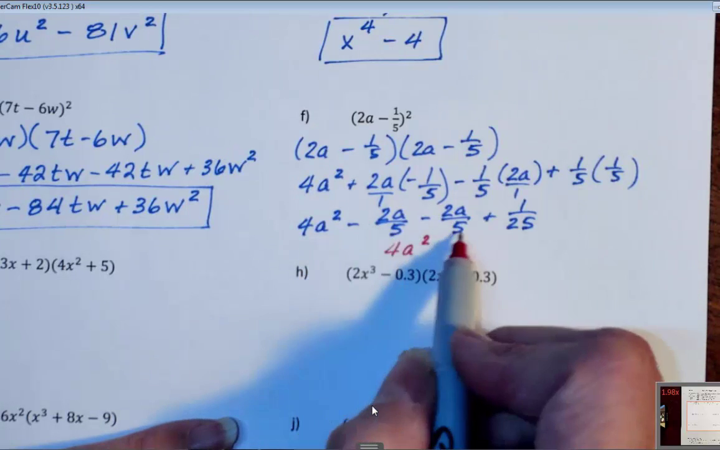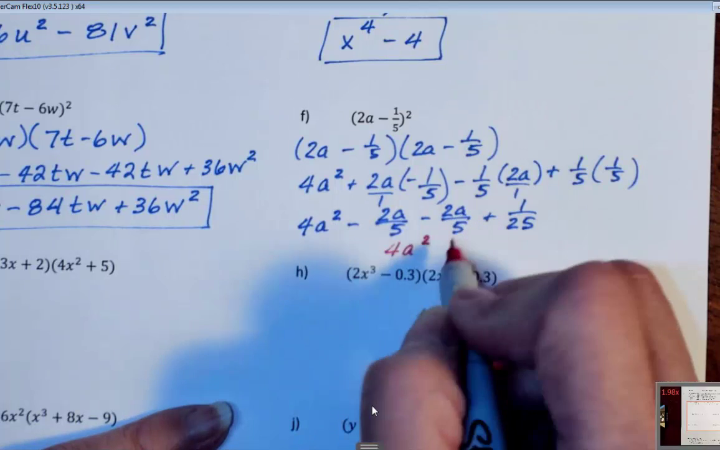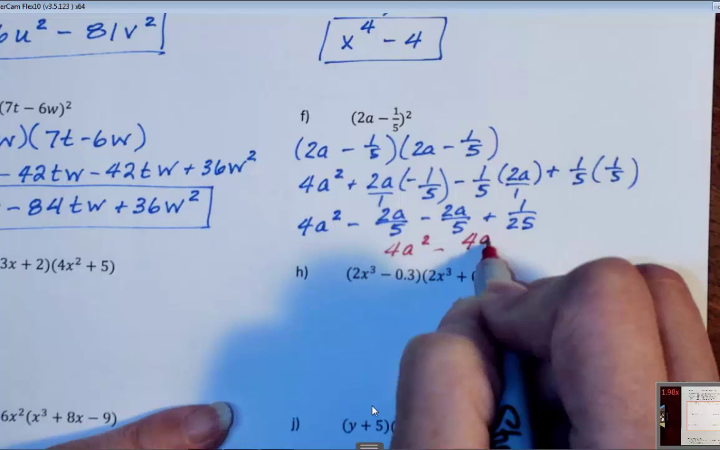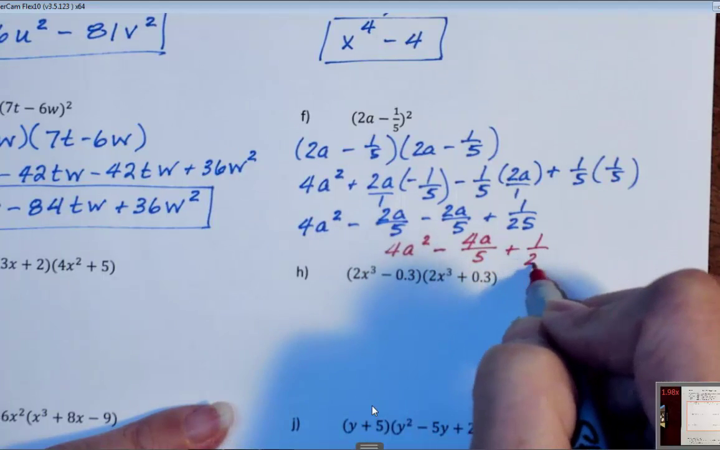I have a common denominator, that's good. I have a negative 2a and another negative 2a. That gives me a negative 4a over 5 plus 1/25.